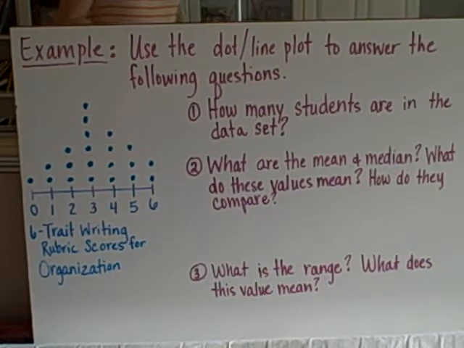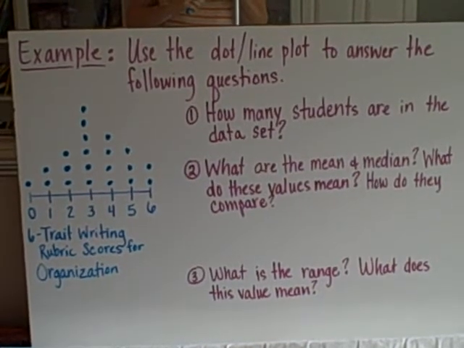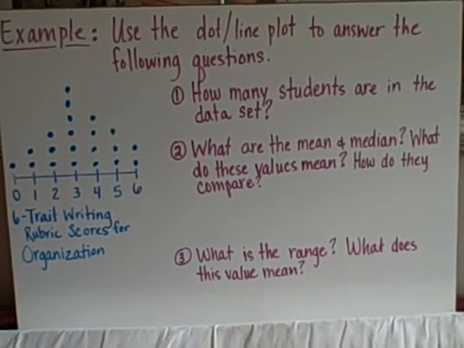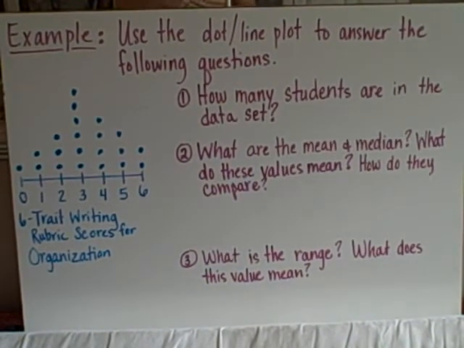We only have one example in our video today, and that example is using a dot plot. We're going to use that dot plot or line plot, and we're going to answer the following questions. We want to know how many students are in the data set, what are the mean and the median, what do these values mean, and how do they compare, and number 3, what is the range? What does this value mean? If you are trying to quiz yourself to see if you could answer some of these things on your own, you'd want to pause your video now. If not, you can follow along with me and we will go through the data.